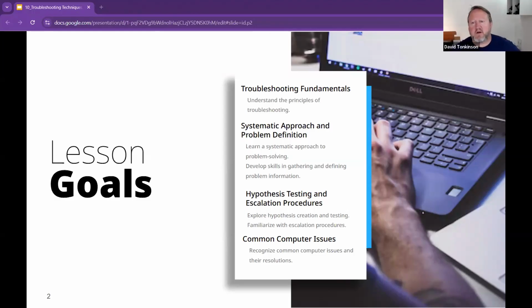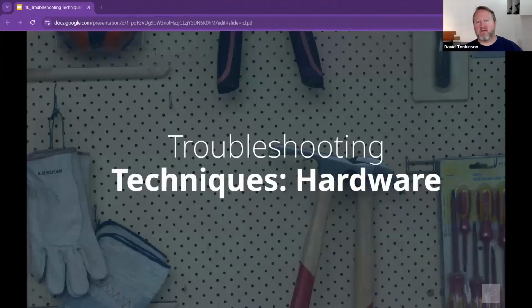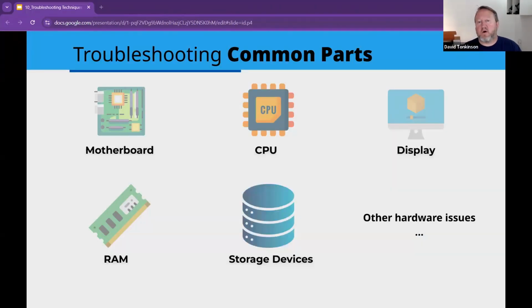But next week, we dive a little bit heavier into it, and we go into a bit more of the fat around the troubleshooting items. So we'll cover a couple of areas then. So troubleshooting techniques, hardware. Okay, we know we have got some common parts on our system that will cause some problems. The motherboard, not so much the motherboard causing us big issues. CPU can have problems, display, RAM, storage devices, and we'll talk about some other hardware issues.